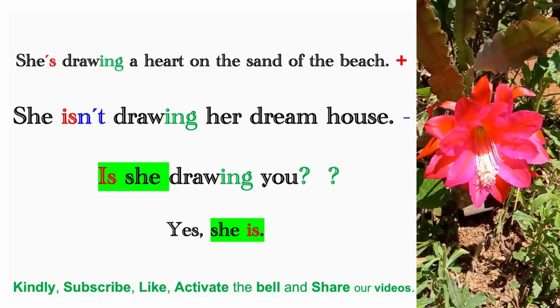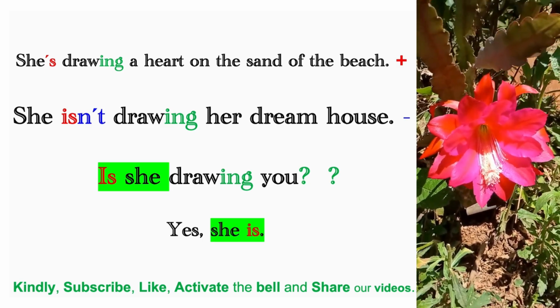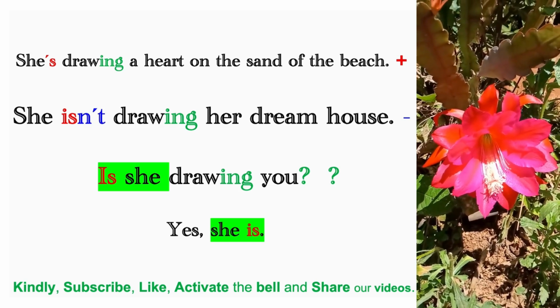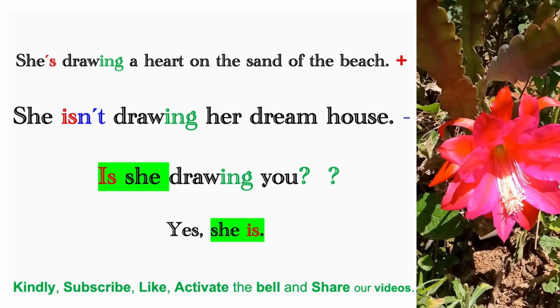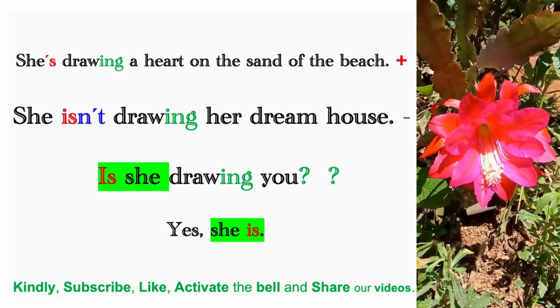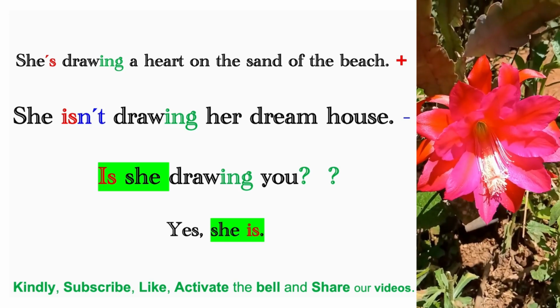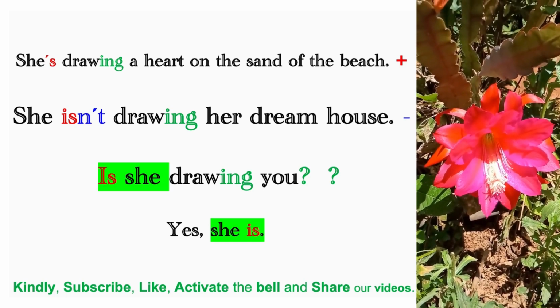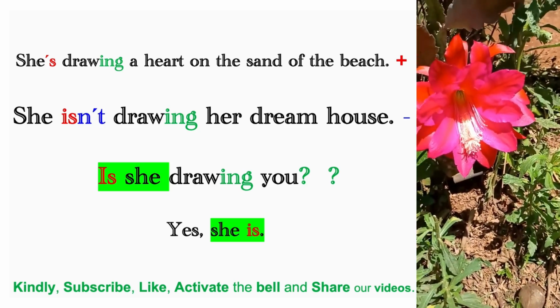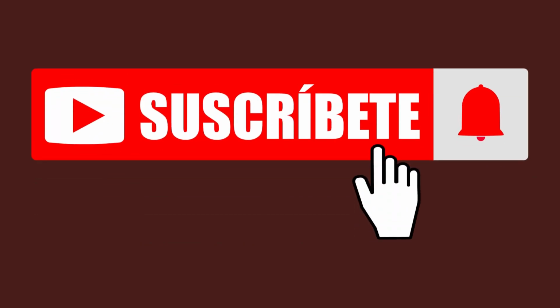So I'm not going to repeat this in the other slides. So just to understand it from the very first slide, what we are dealing with is present continuous. The action is happening now, even if we don't have the word now in the sentence. Let's repeat after me these examples. She's drawing a heart on the sand of the beach. She isn't drawing her dream house. Is she drawing you? Yes, she is. Please don't move. Let's go to the next slide.